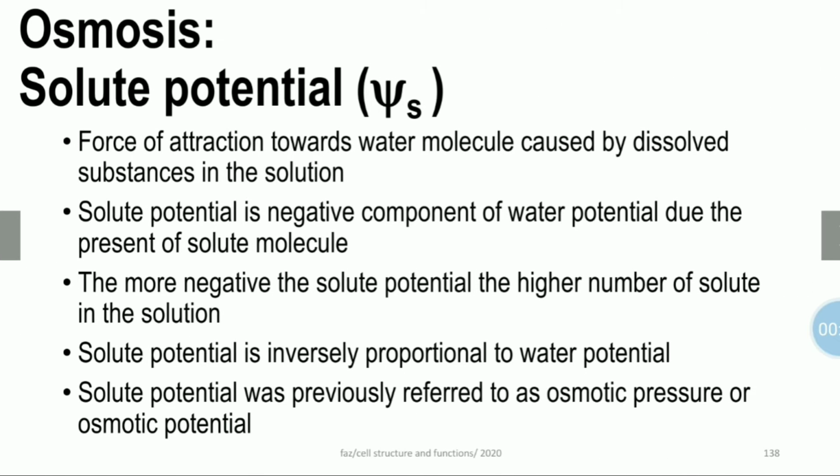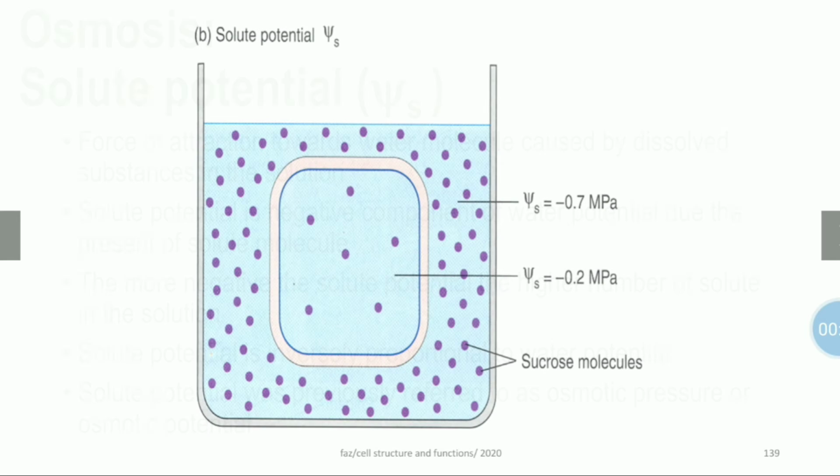So what is solute potential? It is a force of attraction towards water molecules caused by dissolved substances in the solution. Solute potential is the negative component of water potential due to the presence of solute molecules. The more negative the solute potential, the higher the number of solutes in the solution. Solute potential is inversely proportional to water potential, ataupun berkadar songsang dengan water potential.